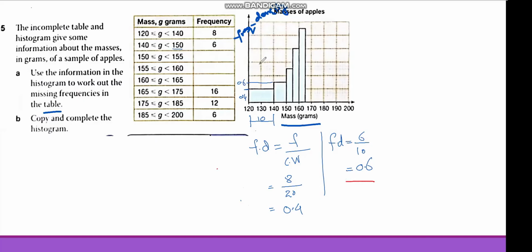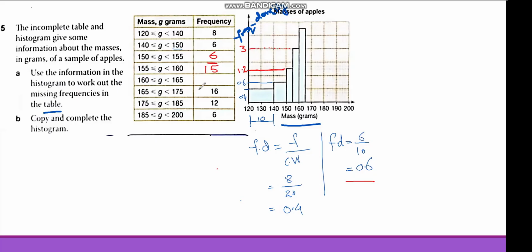Now from this data, we can easily get the idea of the frequency density for the next interval. Here the frequency density can be considered as 1.2. While the class width here is just 5, so we can easily find the frequency, the missing value over here, by multiplying the frequency density with the class width. So 1.2 times 5 is 6. Similarly, for this one, we can consider the frequency density as 3, and its class width is again 5. So if we multiply the class width with the frequency density, we get 15.